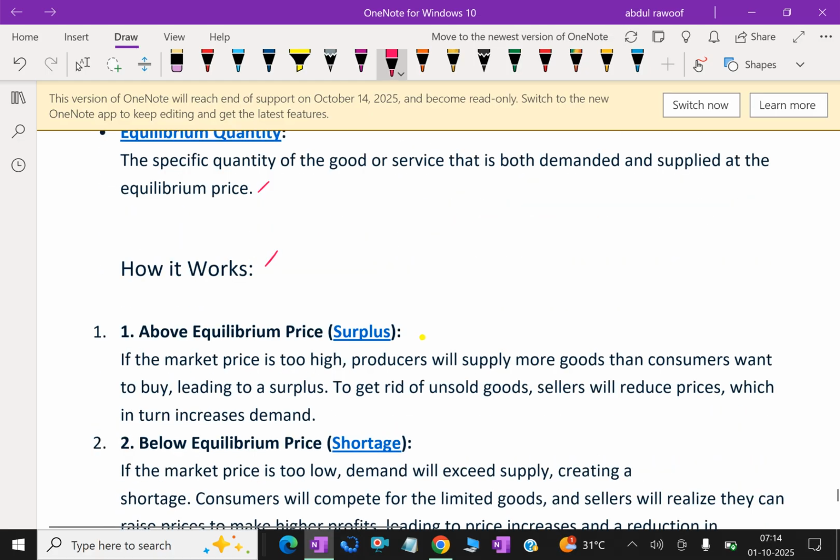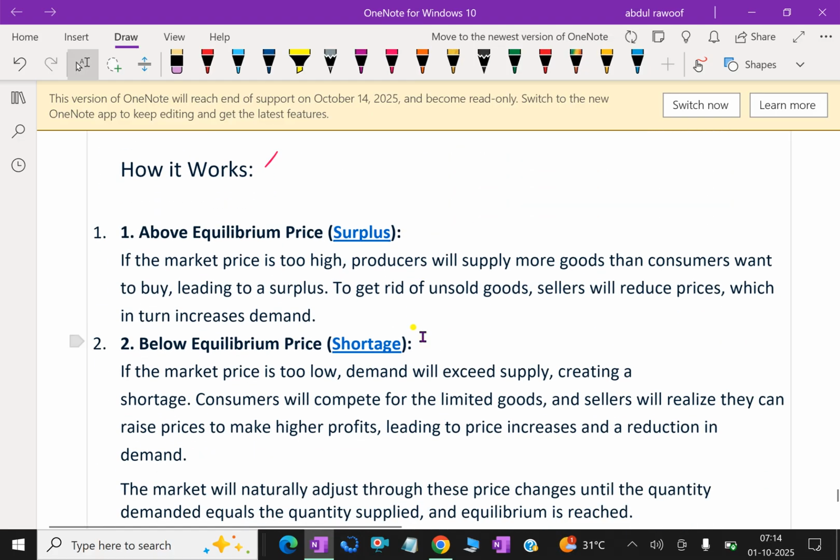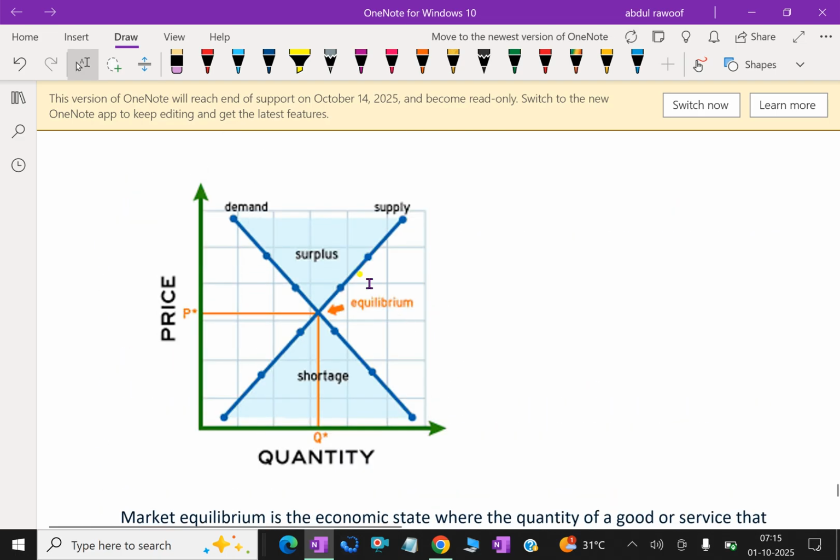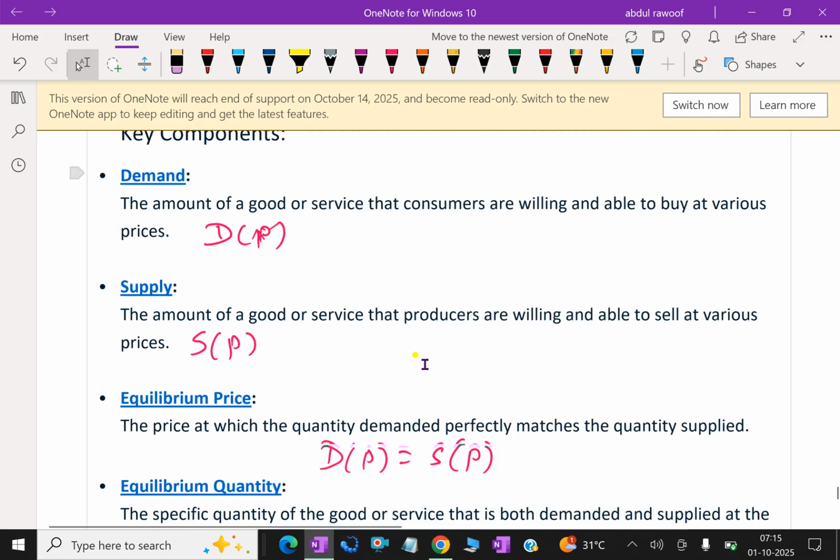How does it work? Above the equilibrium price, there is a surplus. If the market price is too high, producers will supply more goods than consumers want to buy, leading to a surplus. To get rid of unsold goods, sellers will reduce the price, which in turn increases demand. So this is the surplus area, and that is the shortage area.